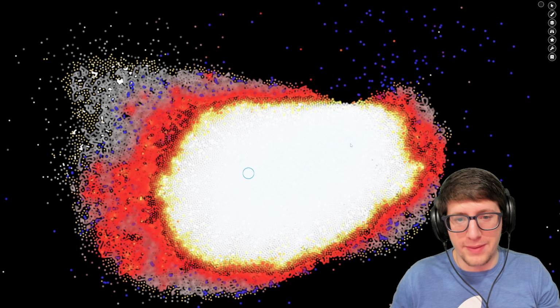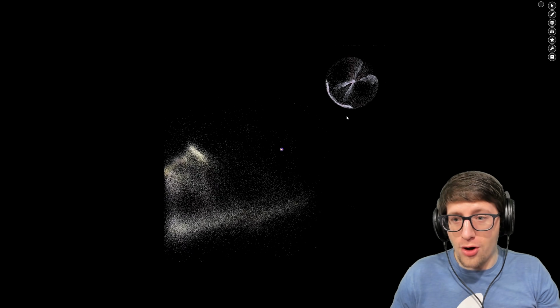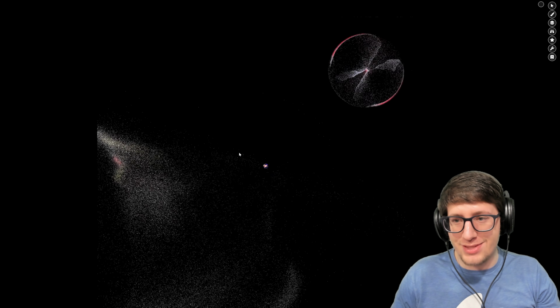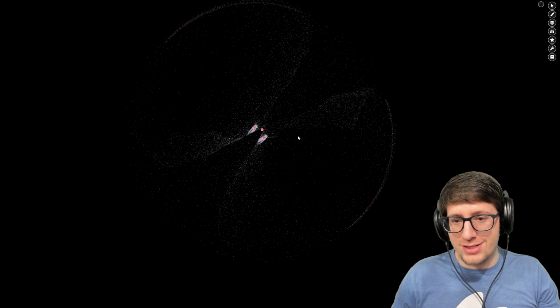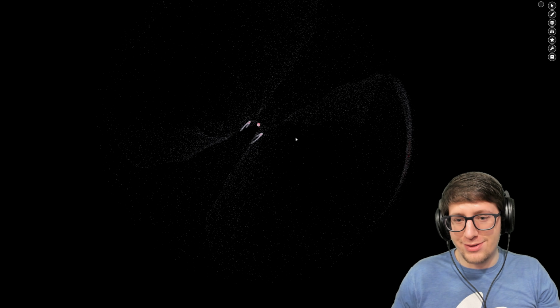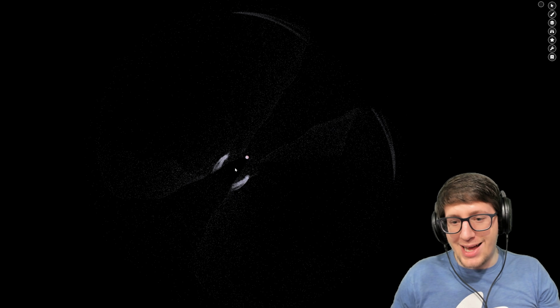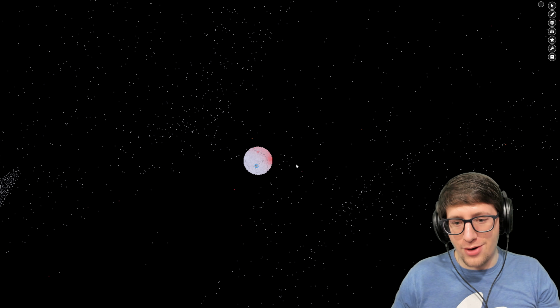I think I'm in a neutron star map, which, I was going to say this doesn't really look like a neutron star, but then I zoomed out. What in the absolute holy moly is going on over here? What is this? What is going on? Well, I do see an intense magnetic field going on.